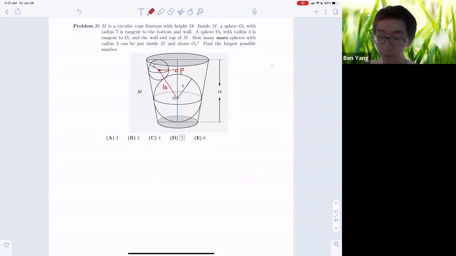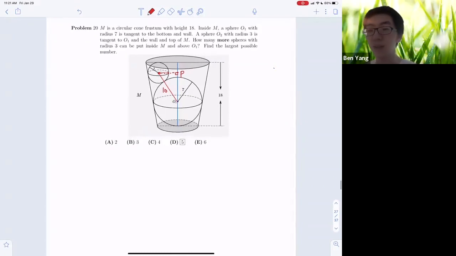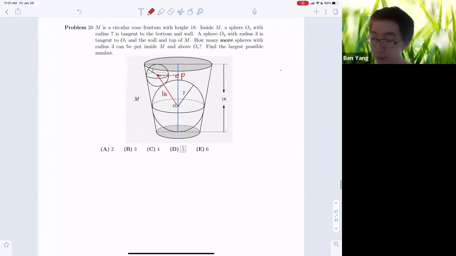Problem 20. The key point to this question is to find the distance from O2 to the axis of this frustum. So let's draw the axis here, and then we draw the perpendicular line from O2 to the axis.